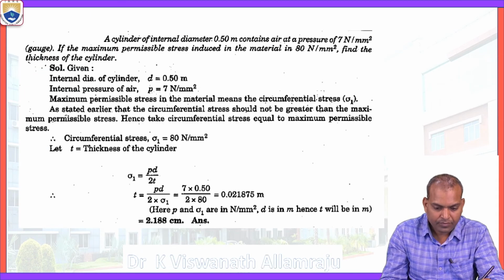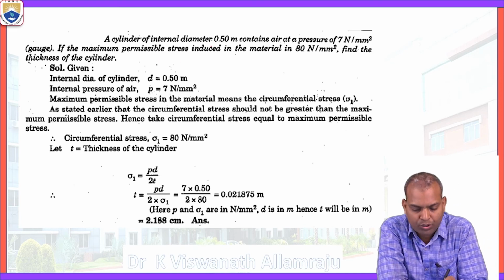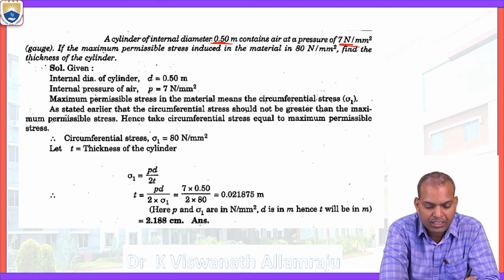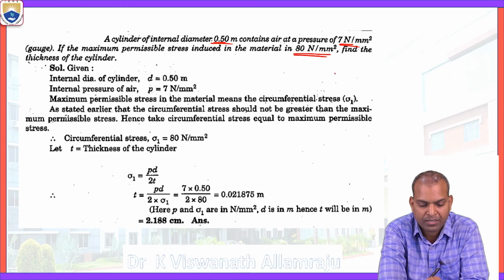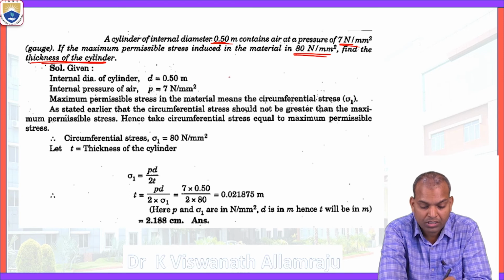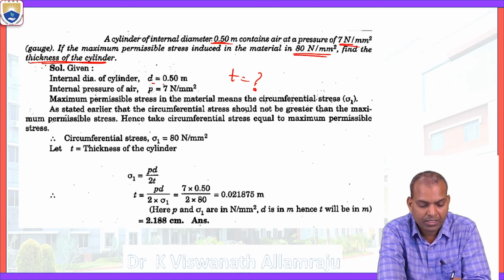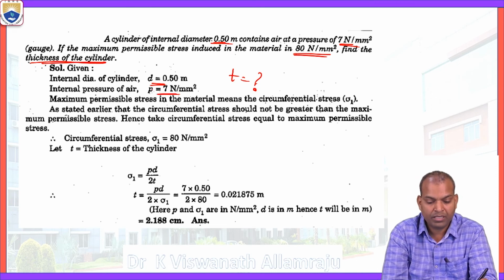Okay. And the next problem here: a cylinder of internal diameter 0.5 meters contains a fluid at a gauge pressure of 7 Newton per square millimeter. If the maximum permissible stress induced in the material is 80 Newton per square millimeter, find the thickness of the cylinder. Here what is to be found? The thickness T. In the previous problem we found the pressure value. Now the internal diameter is D equal to 0.5 meter and internal pressure P equal to 7 Newton per square millimeter.